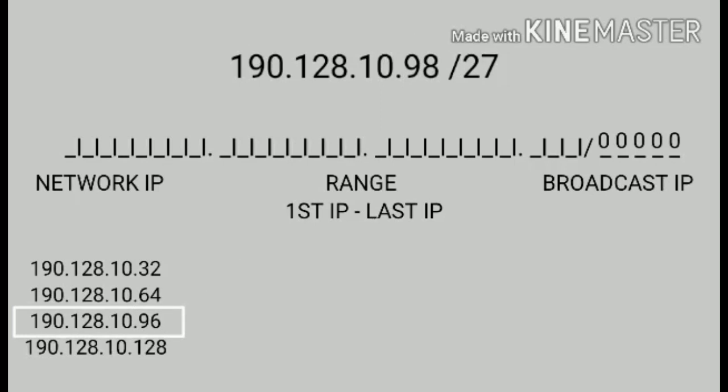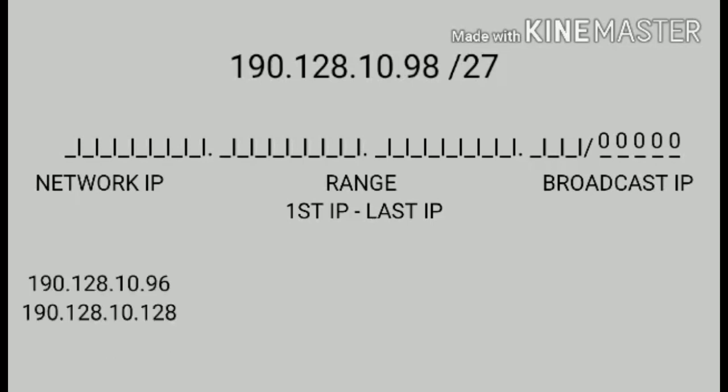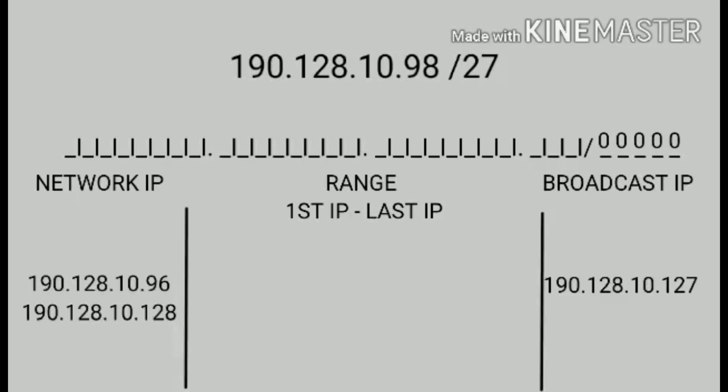And you need to get the last range also, 190.128.10.128, to be able to get the broadcast IP. The broadcast IP is 190.128.10.127, less 1 from the last value of network IP.